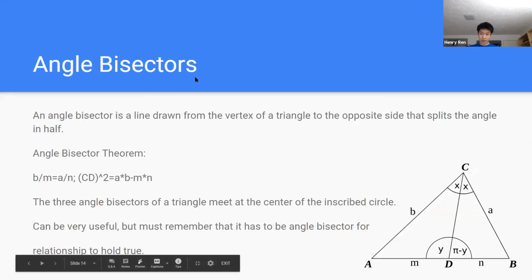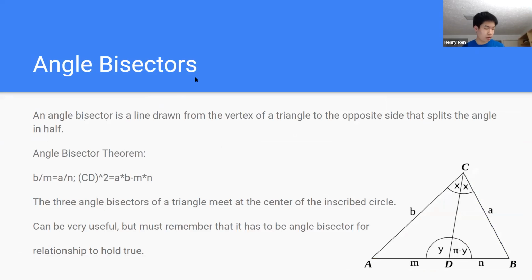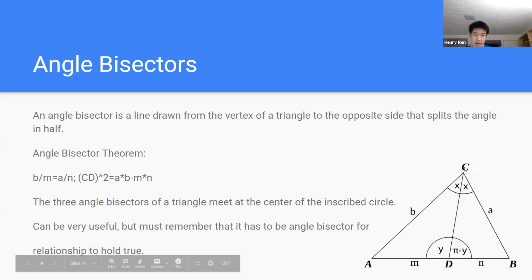Angle bisector. Okay, this is super cool. One of our homework problems went over angle bisectors, but did I define it? I don't remember if I defined it for you or not, but hopefully you all were able to do a Google search if you didn't. Angle bisectors bisect the angle that they come from. So it's a line drawn from the vertex of a triangle to the opposite side, and it splits the angle of the vertex in half.